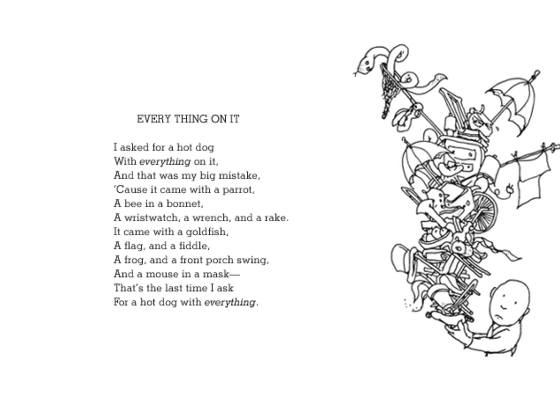It came with a goldfish, a flag and a fiddle, a frog, and a front porch swing. So here we have a bunch of F sounds back to back. A flag and a fiddle, a frog, and a front porch swing. And here's another one. A mouse in a mask. That's another alliteration. A mouse in a mask.